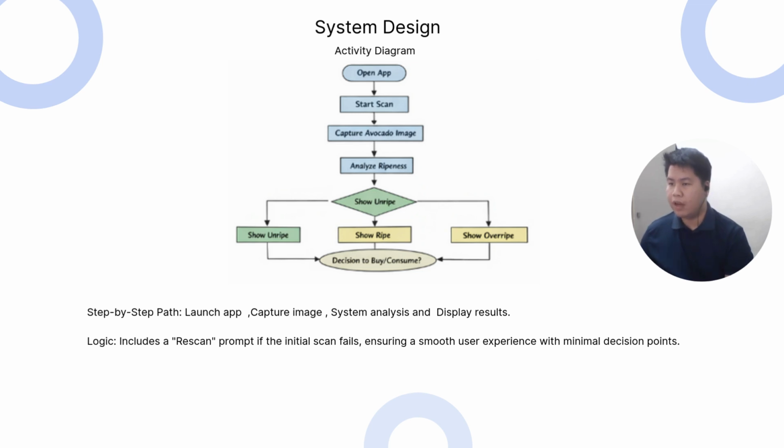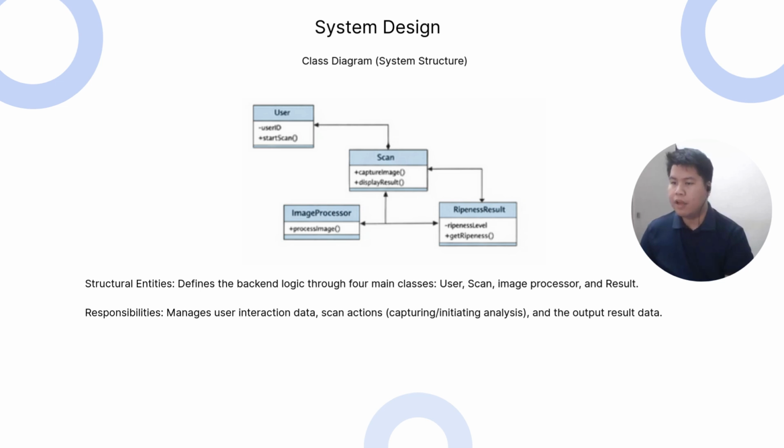For the class diagram, we have user, scan, image processing, and also ripeness result. The responsibilities manage the user's interaction data, the scan action, which is capturing and initiating analysis, and the output result data.